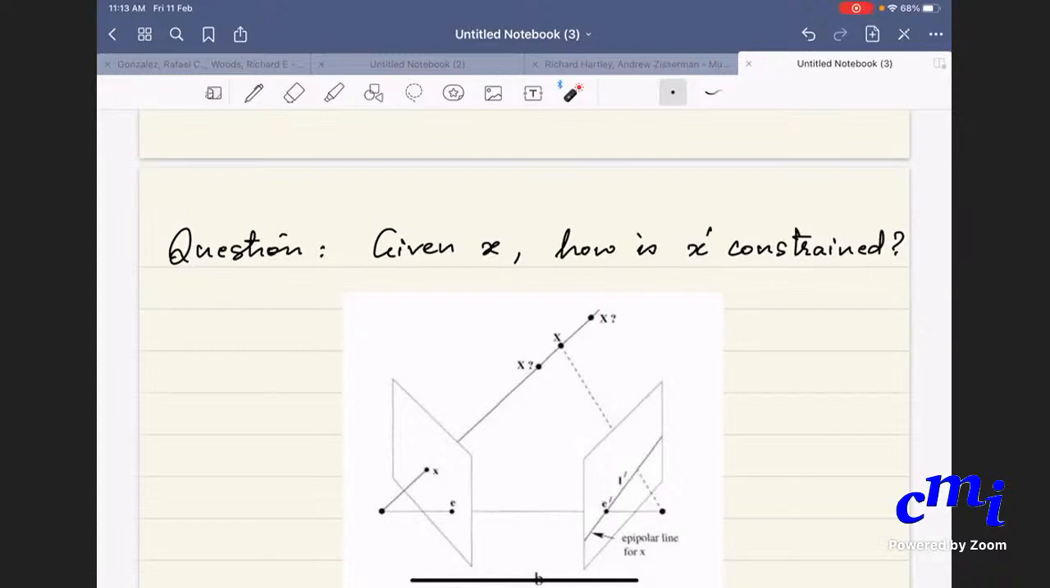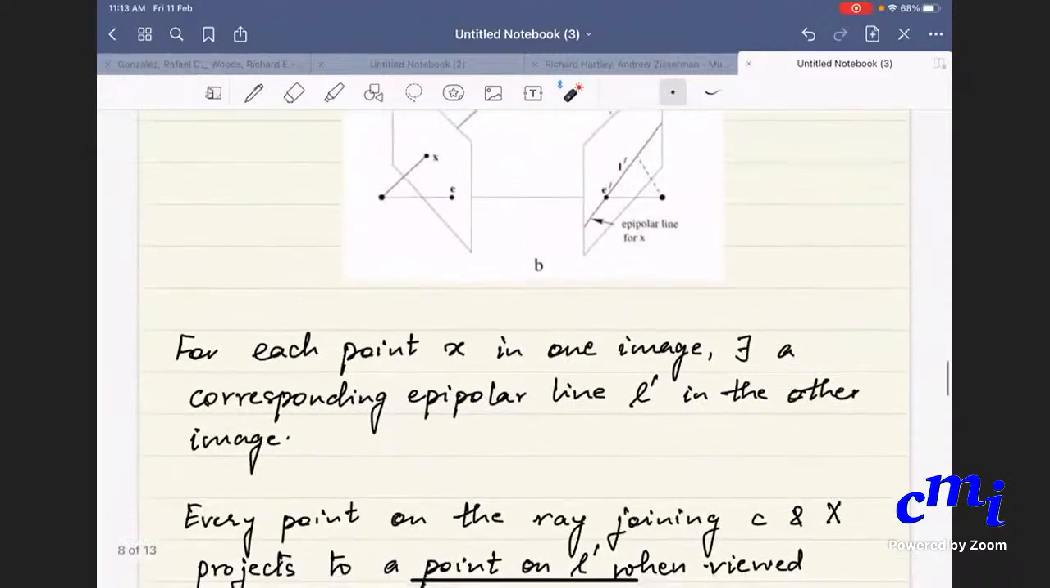So to say how x prime is constrained, what we really want to say is how this x is giving rise to this L prime. Or in some sense, what is the mapping between this x and this L prime? If we can find a mapping between x and L prime, then given any other point x, you will be able to find the corresponding line here. So that is the constraint on x prime. The constraint is that x prime has to lie on that epipolar line. So the question now becomes, given x, can you construct this L prime?